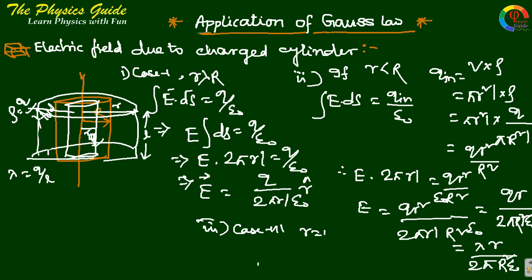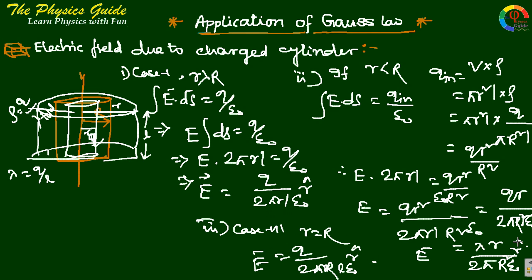So these are two cases, and there will be another case 3, if r equals capital R. Just replace small r in the first case, so E equals Q by 2 pi capital R L epsilon naught, r cap.